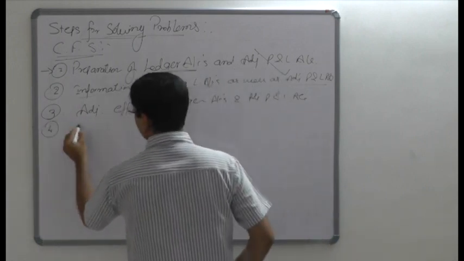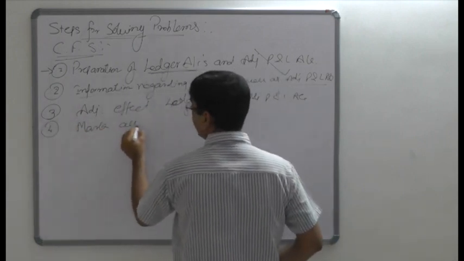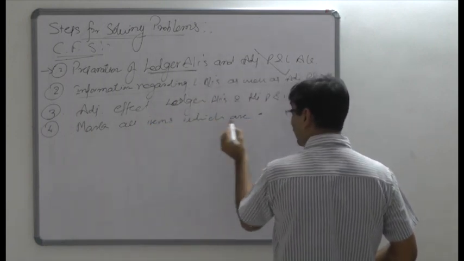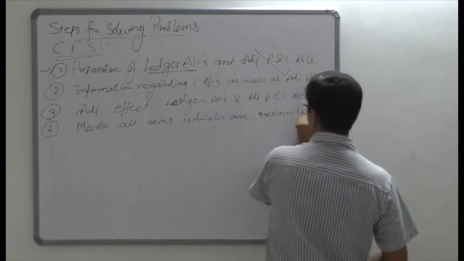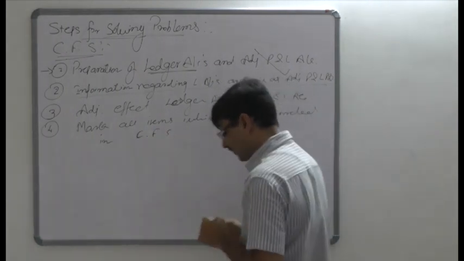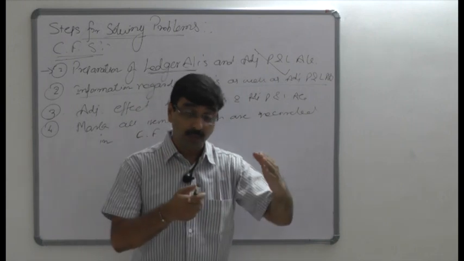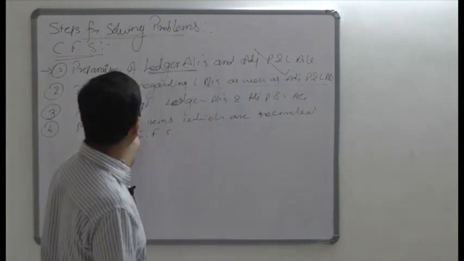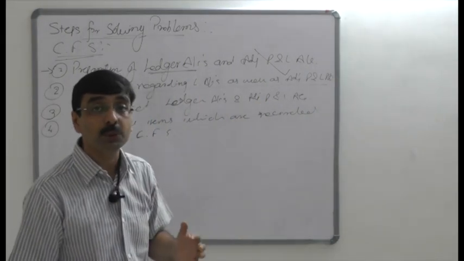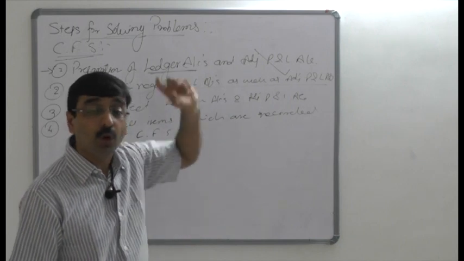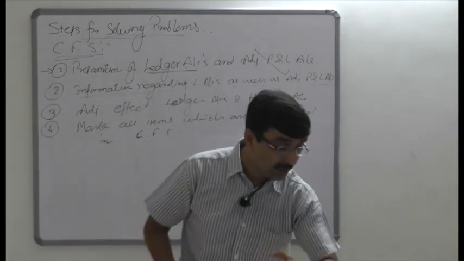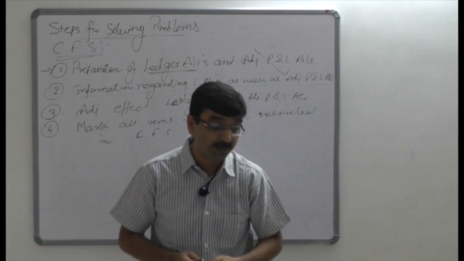Simultaneously we will also mark all items which are going to be recorded in the cash flow statement. In that sense, certain items may be recorded in ledger accounts and the adjusted profit and loss account and will affect the cash flow statement also. So we'll mark the items which are recorded not only in ledger accounts and the adjusted profit and loss account but also affect the cash flow statement. So these are the steps regarding the cash flow information.